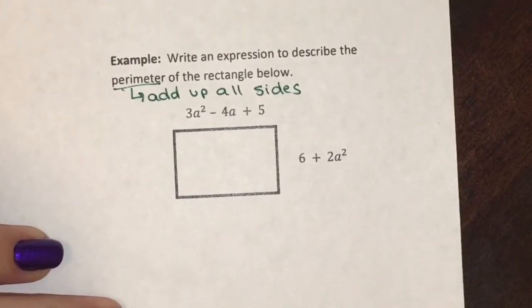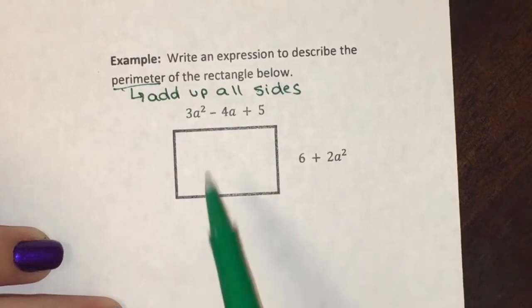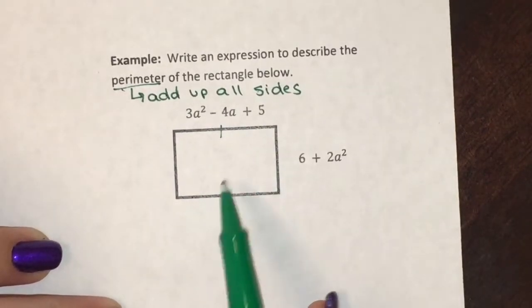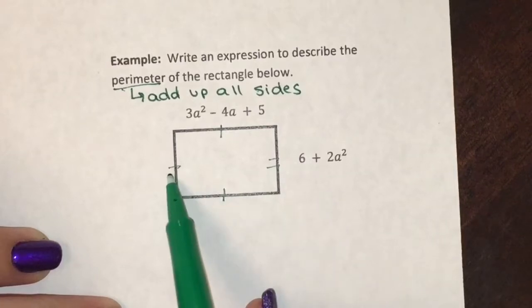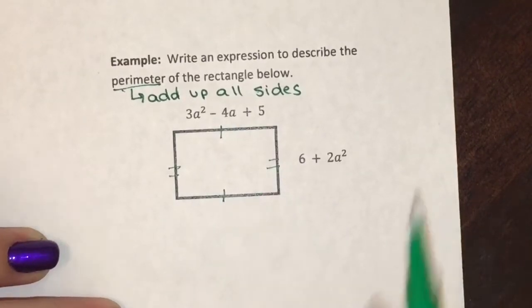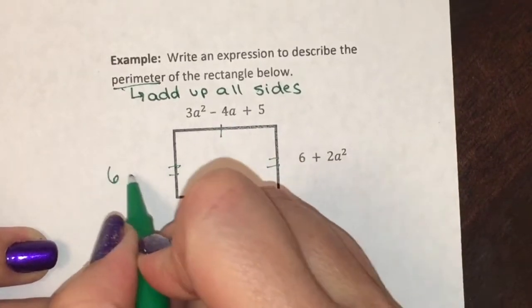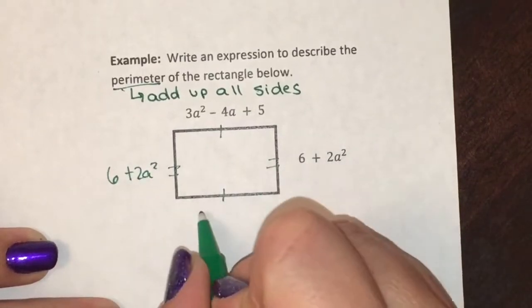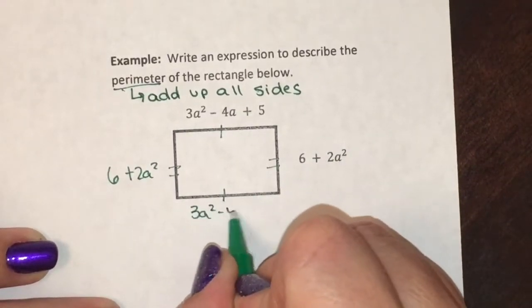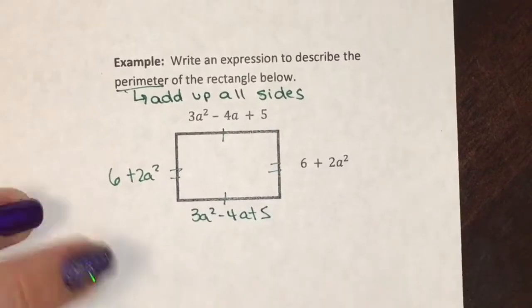Now, this is a rectangle. So what do we remember about rectangles? Hopefully you said to yourself that you know that the opposite sides are congruent to each other. So this side equals this side is the same as this side. So basically it's like saying over here we've also got 6 plus 2a squared, and down here this is also 3a squared minus 4a plus 5.